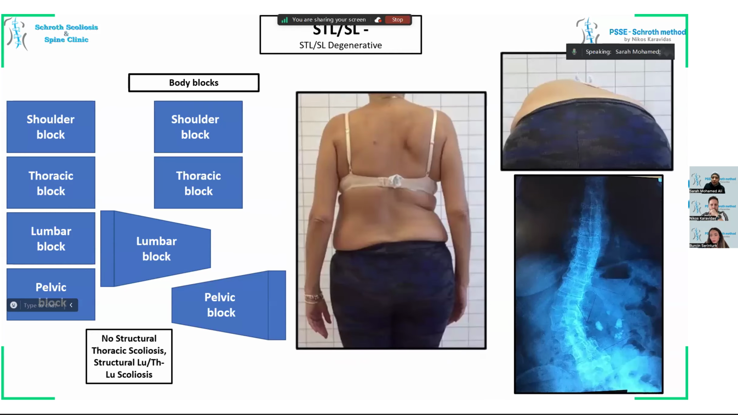What about this curve type? STL-SL minus. Yes, we don't have a structural thoracic scoliosis, and we have a structural lumbar or thoracolumbar, but can we do overcorrection to a curve that is degenerated? The patient complains of pain, maybe he has disc issues and so on. So in this curve type, we don't allow overcorrection, though it is a single curve.